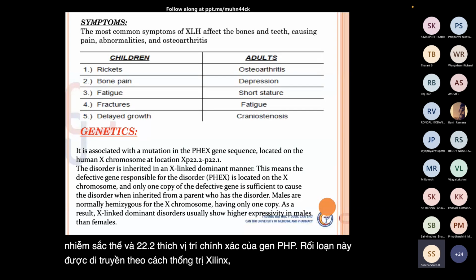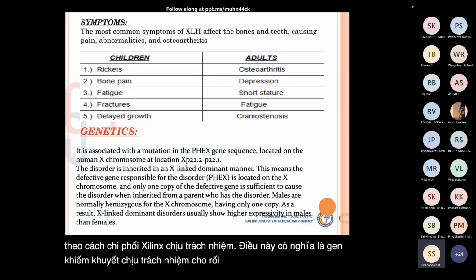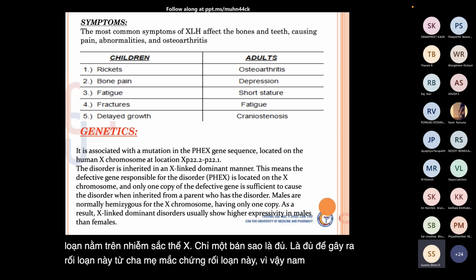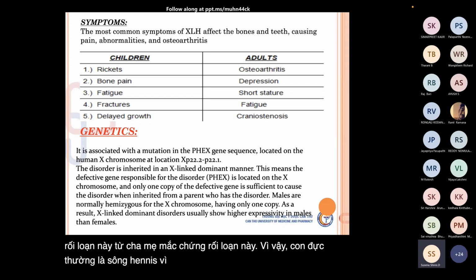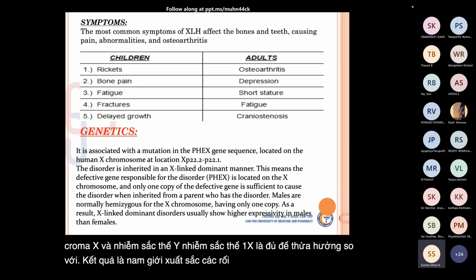This means the defective gene responsible for the disorder, PHEX, is located on the X chromosome. Only one copy is sufficient to cause this disorder from a parent who has this disorder. So males are normally hemizygous, as they have only one X chromosome and one Y chromosome. One X chromosome is enough to inherit from parent to the males. As a result, X-linked dominant disorders usually show high expressivity in males than females.